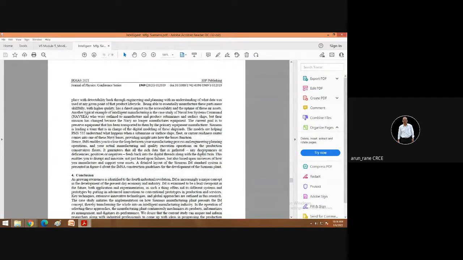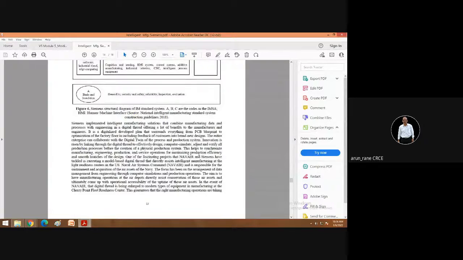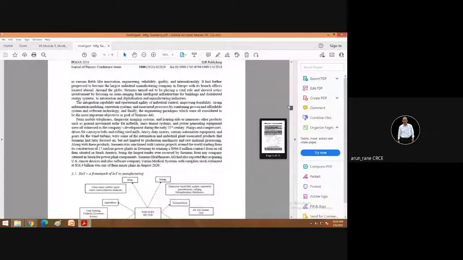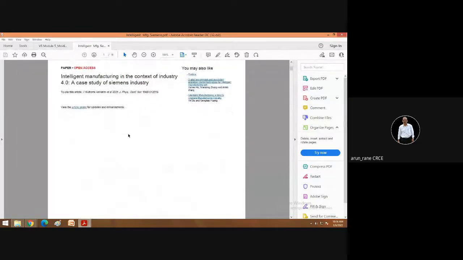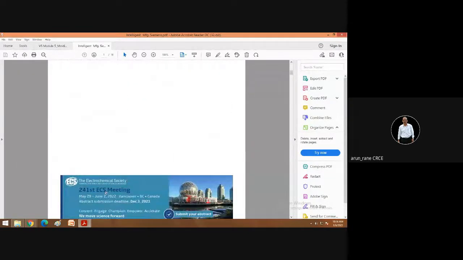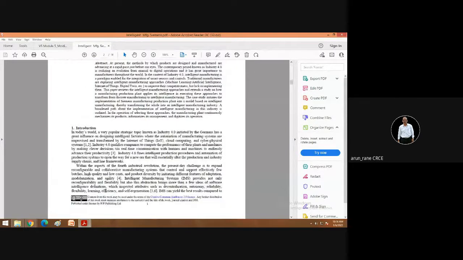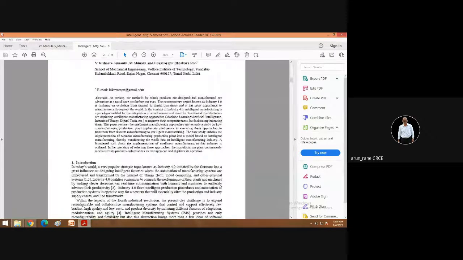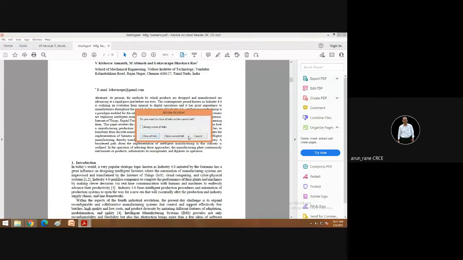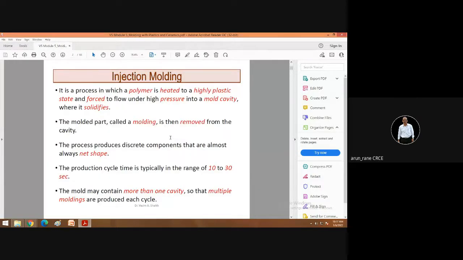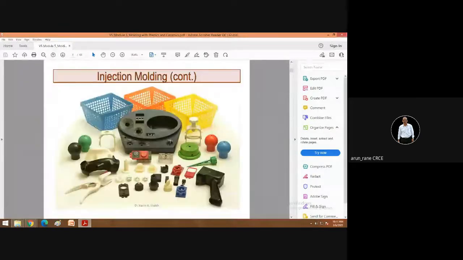Any paper you write, you have to have an abstract, you have to have a literature review. This is what is called the abstract. You need to have the abstract. Then you need to have an introduction, and at the end, you need to have result and analysis, conclusion and future scope.